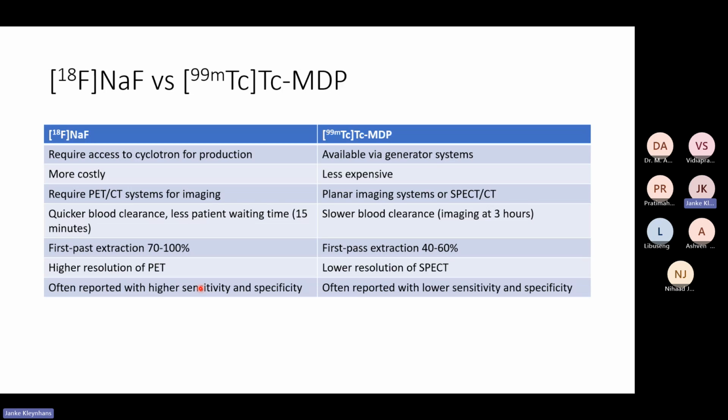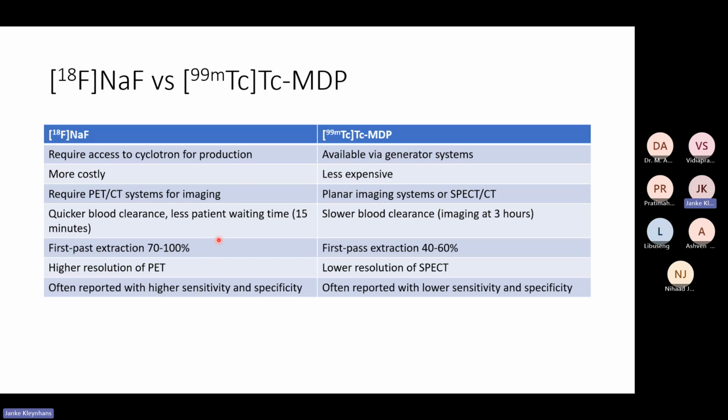Then quickly, sodium fluoride versus technetium MDP. Sodium fluoride requires a cyclotron. Technetium is available via generator systems, less expensive, of course. Also PET and SPECT. Sodium fluoride is nice for patients because there's less waiting time. 15 minutes you can already scan, although it's normal at 30 minutes, whereas technetium MDP you have to wait like 3 hours or thereabouts.